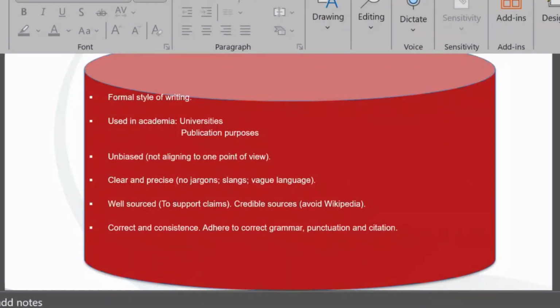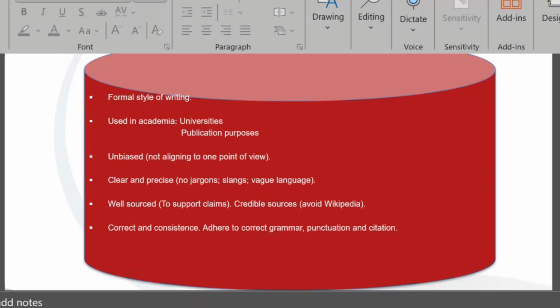And also, it needs to be correct and consistent. Academic writing must be consistent. And I'll make a simple example. I'm coming from the field of education. And sometimes we refer to our practitioners at schools as teachers and sometimes as educators. So in my writing, if I choose to use the phrase teacher, I should use it throughout the whole writing. If I use the word educator, I should use that terminology throughout my writing. We need to have consistency, all right?